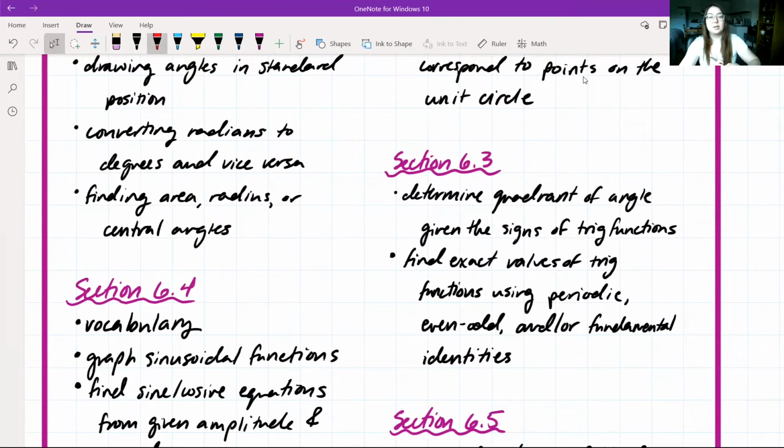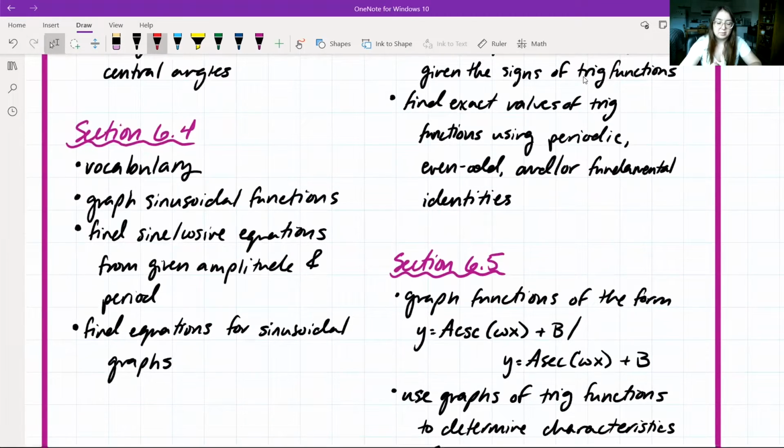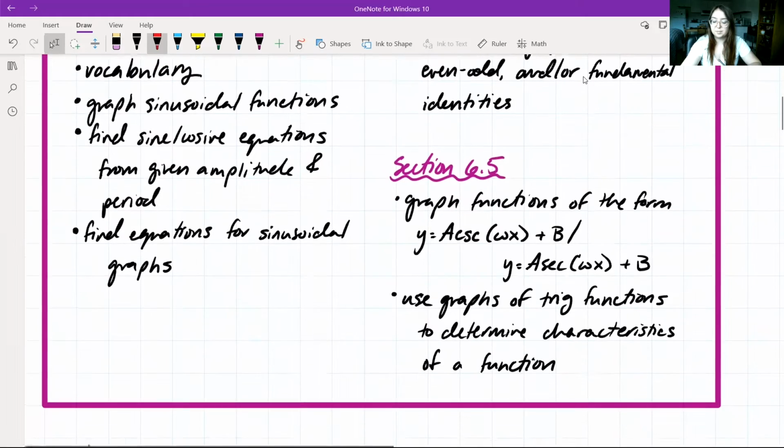So it will give you some sort of inequality for specific trig functions, and you have to determine what quadrant those hypothetical angles are going to be in. Then you want to find exact values of trig functions using periodic, even, odd, and or fundamental identities. Section 6.4, vocabulary again. Then we graph sinusoidal functions, find sine and cosine equations from given amplitude and period, and find equations for sinusoidal graphs. So given the graph, find the equation.